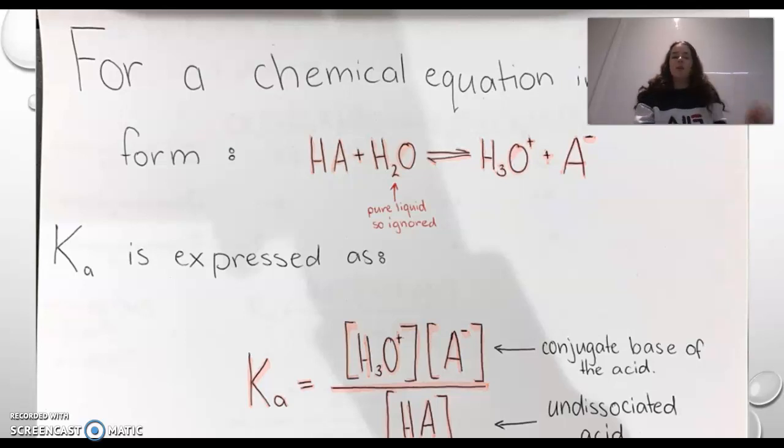For a chemical equation in the form HA plus H2O reacting to give H3O+ and A-, Ka is expressed as Ka equals, where square brackets indicate the concentration, [H3O+] times [A-] all over [HA]. You'll notice that the H2O is ignored. It's a pure liquid, so that's why we ignore it. The A- is the conjugate base of the acid HA, which is the undissociated acid.